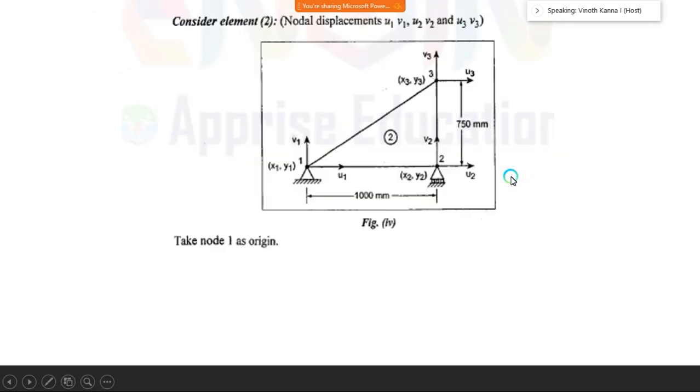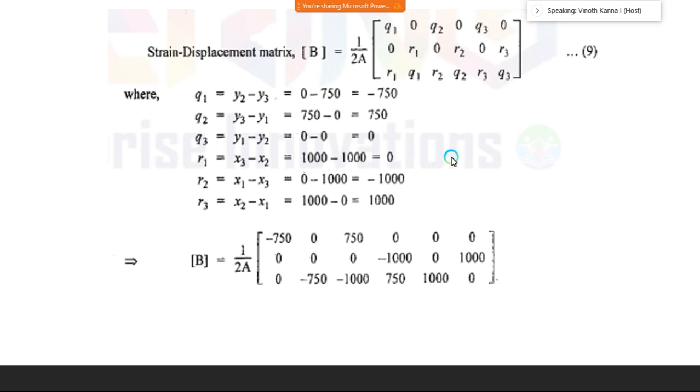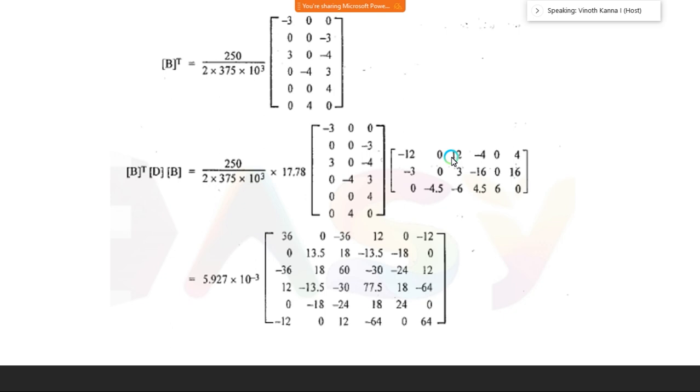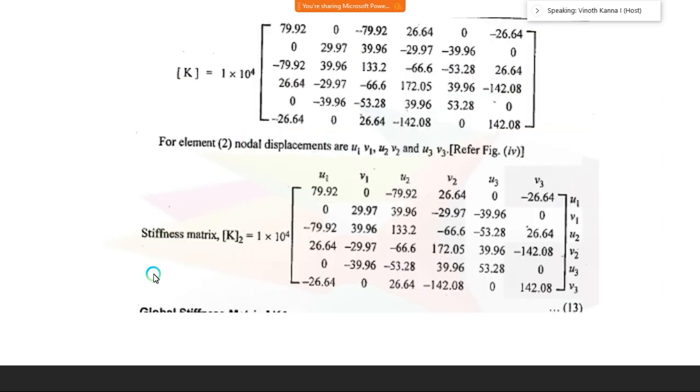Now follow the same steps for element 2. The area should be the same, but there is a little change in your B matrix and D matrix. So go for the B matrix, multiply the D and B matrix, then find B transpose DB and AT, and finally K2, the stiffness matrix for element 2. After that, formulate the U values. Element 2 lies between nodes 1, 2 and 3, so the values are U1 V1, U2 V2, U3 V3. So you find the two stiffness matrices.